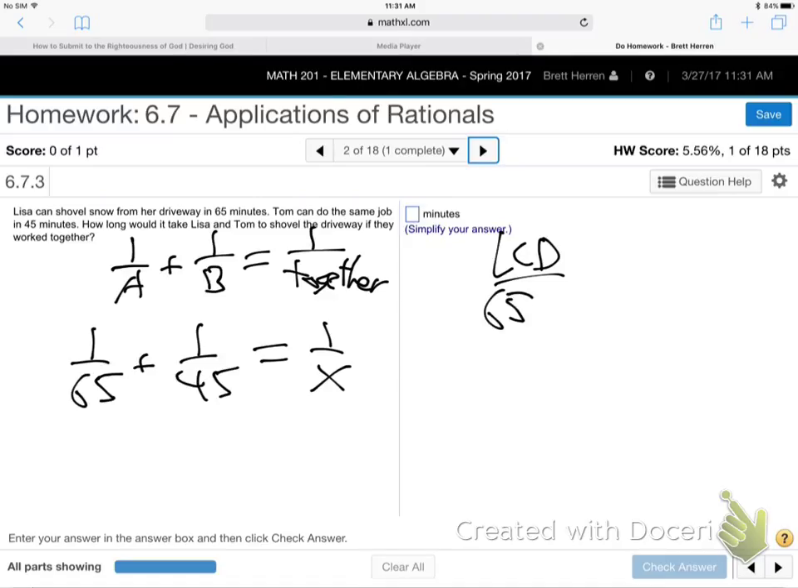So LCD would be 65 times 45. Tom, don't forget the x. The x is in a denominator, right? Somebody have that number? Is it really big? 2,925. Thank you. Times x, right? 2925x. You guys getting that? Definitely want a calculator on this exam we take next Monday. It's got some big numbers like this one.